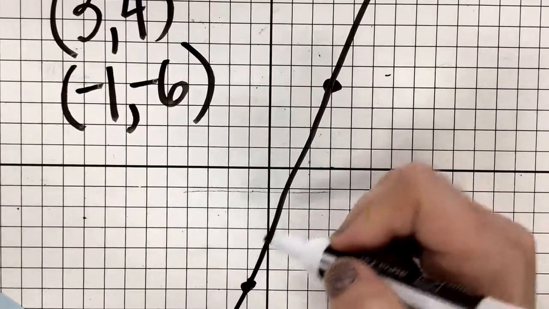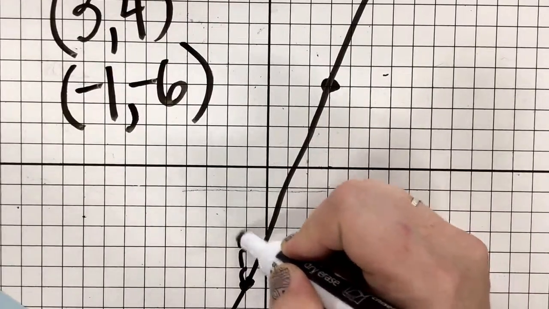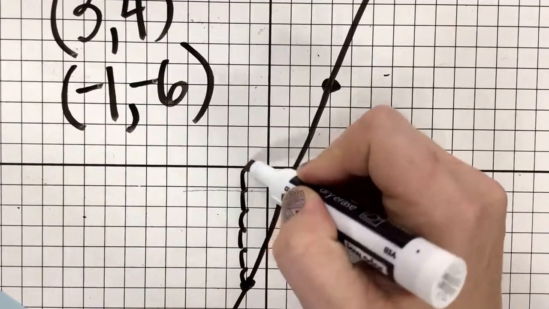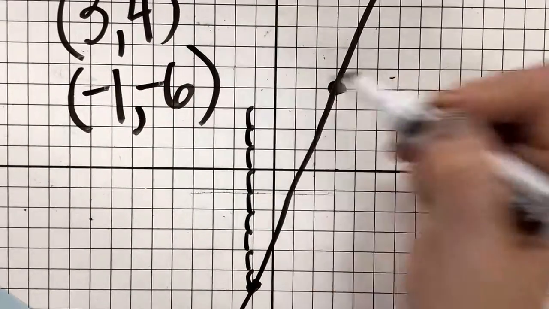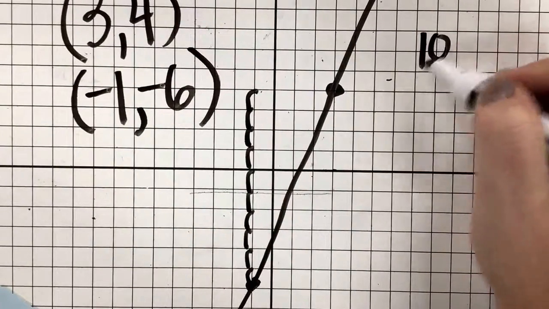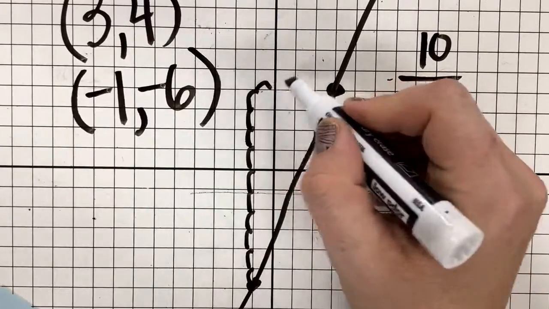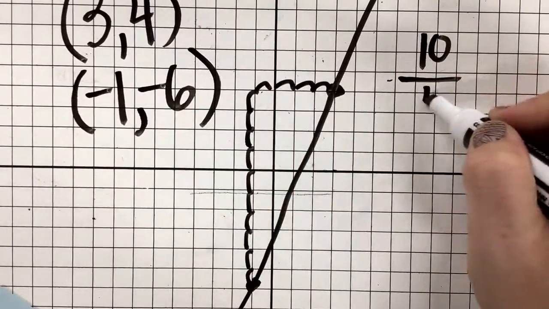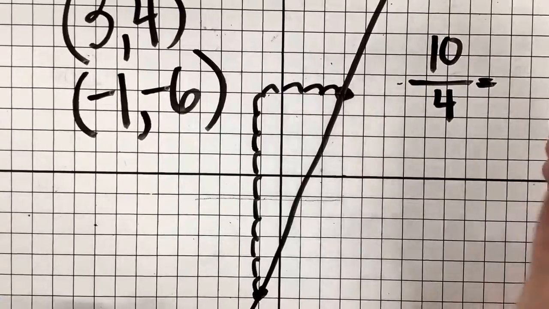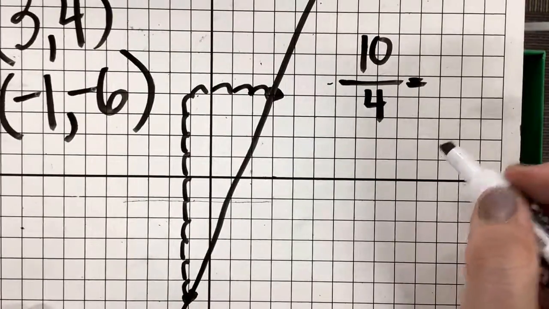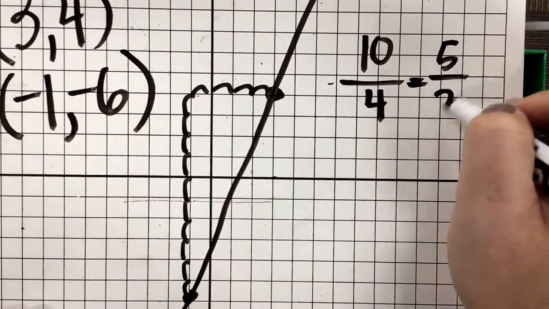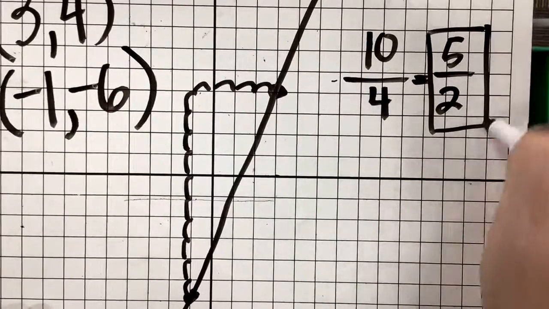And then I'm going to count the slope, rise over run: 1, 2, 3, 4, 5, 6, 7, 8, 9, 10 over 1, 2, 3, 4. 10 over 4 would simplify to 5 over 2. So you can find your slope.